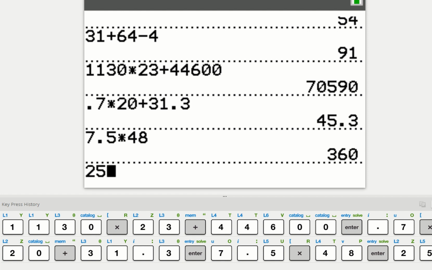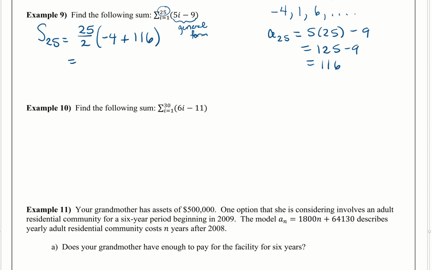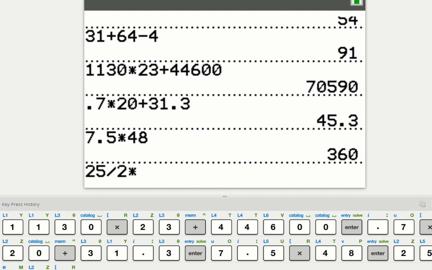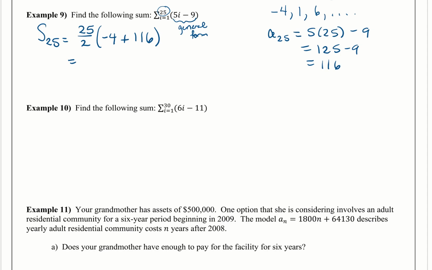So I have 25 numbers, which would give me 12 and a half pairs. That's what that 25 over 2 is. And then times, in here it looks like 112 for that sum of the first and last terms. So I end up with 1,400.